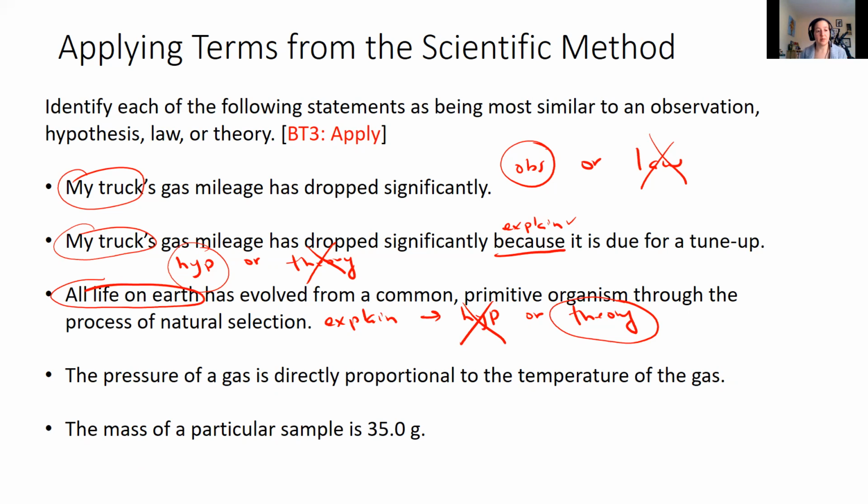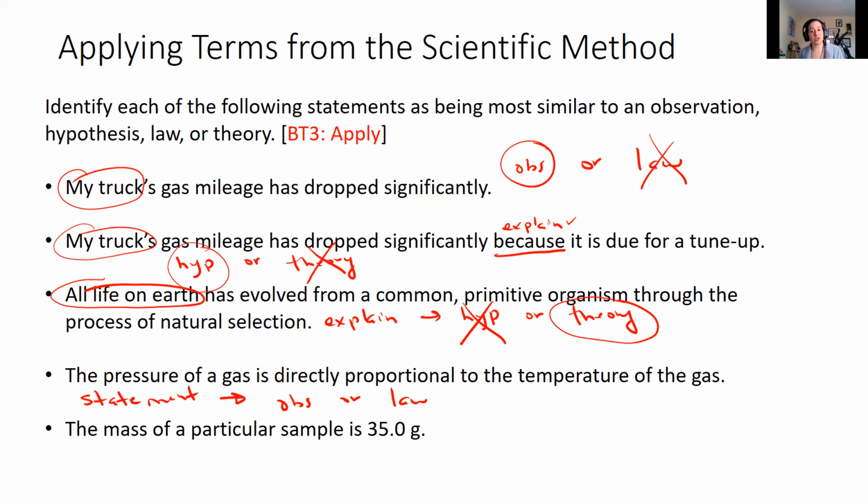So we'll do one more example, this fourth one here. The pressure of a gas is directly proportional to the temperature of the gas. So first question, I ask myself, is it an explanation or a statement? There is no attempt to explain why the pressure and the temperature are proportional. It just is. So there's no explanation here at all. This is simply a statement. These things are related. Since this is a statement, this is either going to be an observation or a law.